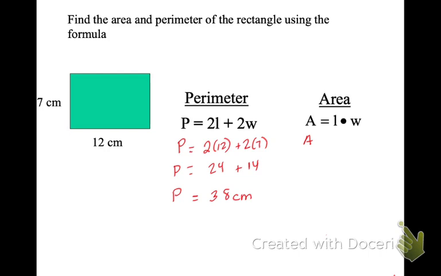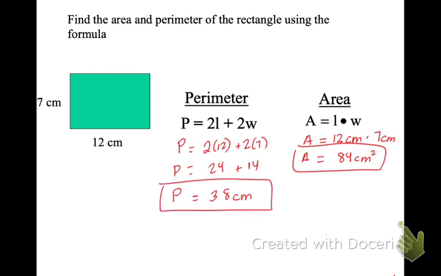So the area is, we're going to do, our long side is 12 centimeters times 7 centimeters, and that equals 84 square centimeters. So our area is 84 square centimeters and our perimeter is 38 centimeters. Remember, our perimeter is the fence and our area is the green inside.